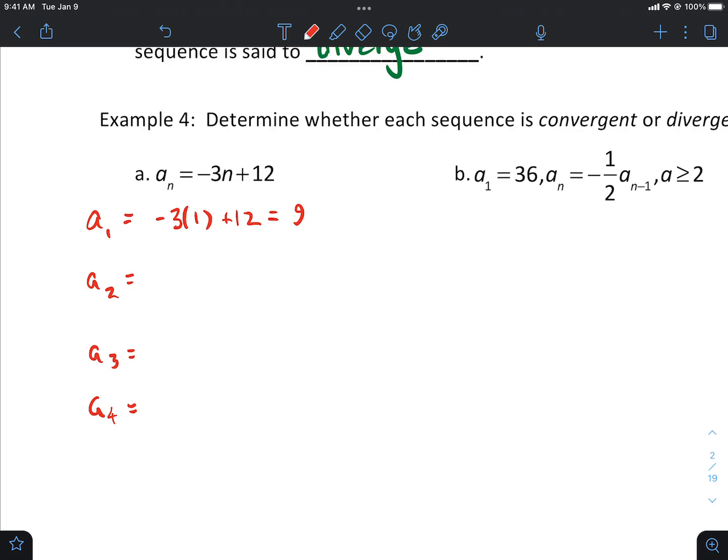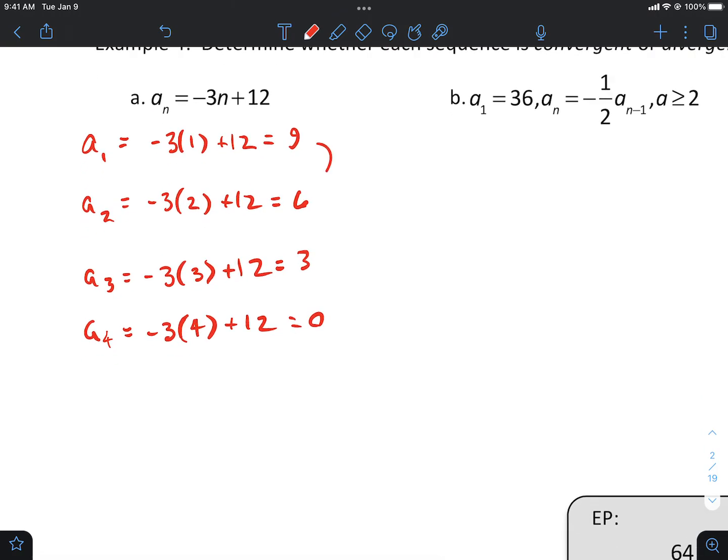Okay, we can do the next one here, negative 3 and then times 2 and then plus 12 right there. I think that comes out to 6. Next one here, that would be 3. Whoops. Plug in a 4 right there. That'll be negative 12. Negative 12 plus 12 will be 0. So you can kind of see each time here, it looks like they're subtracting 3. And that is tied to the slope of the equation here.